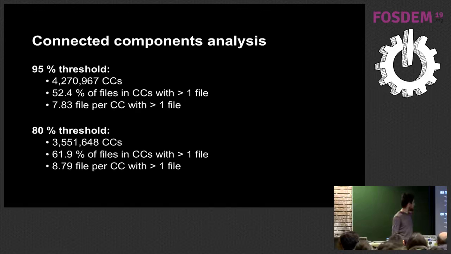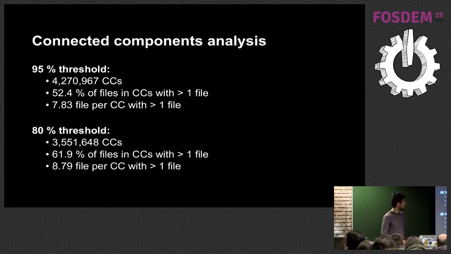Next, I applied the hashing with two different thresholds, the 80%, which was also used in Déjà Vu, as well as the 95% threshold. As could be expected, there is a much bigger number of connected components for the 95% threshold, but that's actually just connected components of only one file. And if you look at the ones which have more than one file, they're actually more numerous for the 80% threshold, about 10% more. And the connected components are also a bit larger, so on average, they had about one more file per connected component.